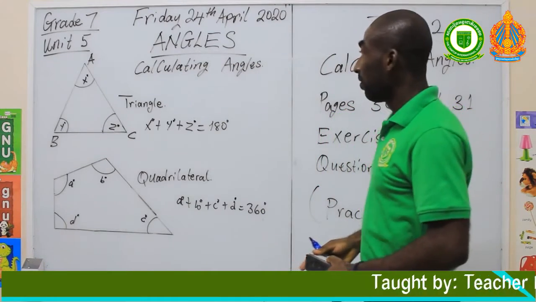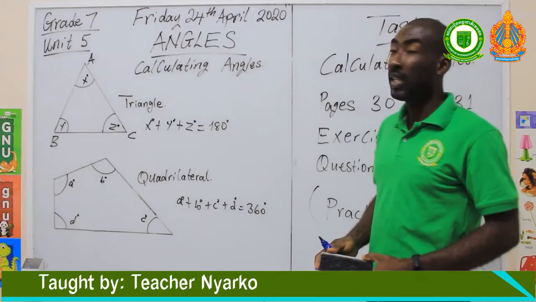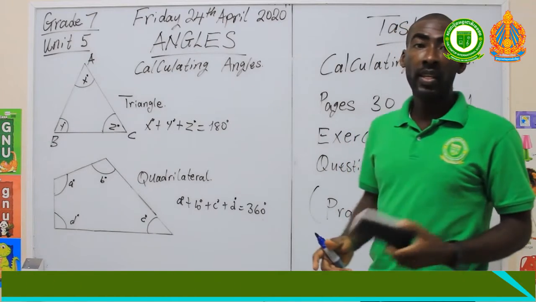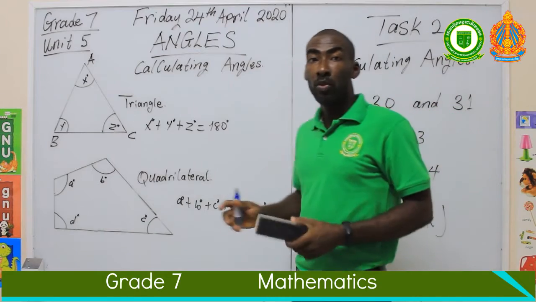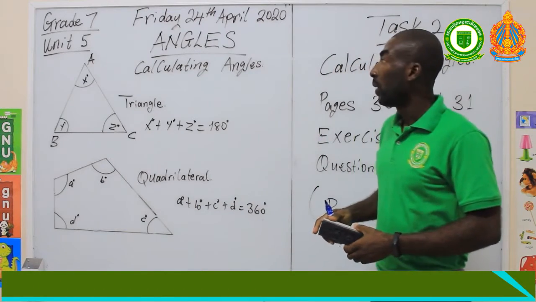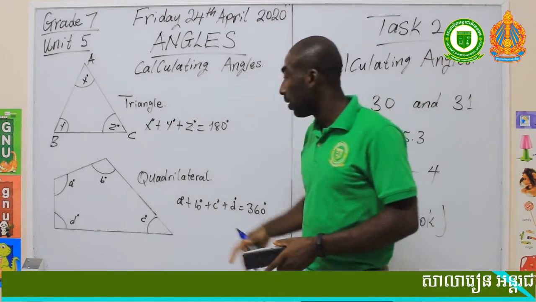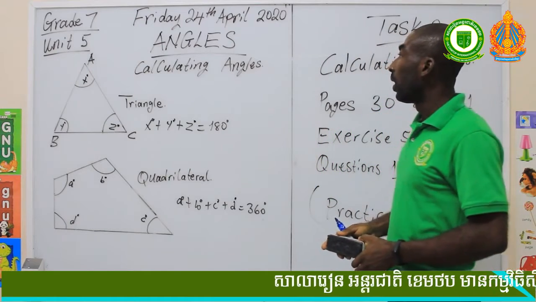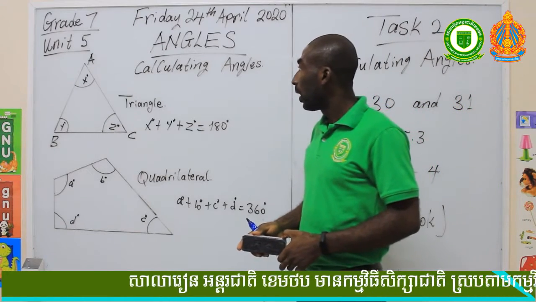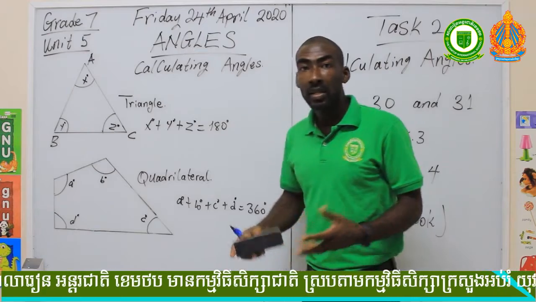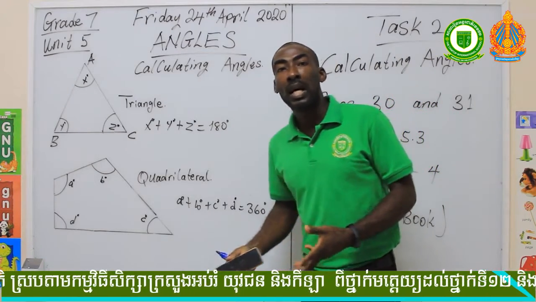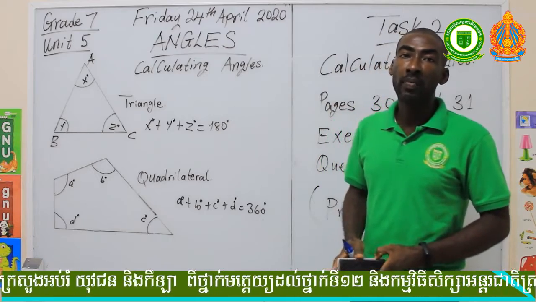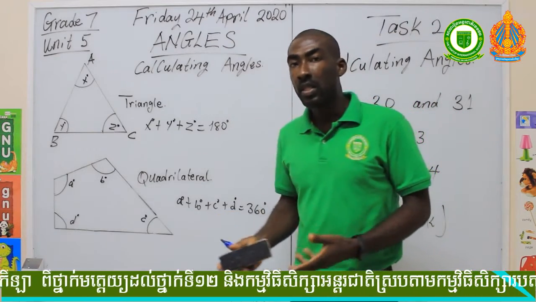Welcome back to our second video for today's lesson on angles. Today we are doing calculating of angles. We are looking at two main objects. We are looking at the triangle and then we are looking at quadrilateral. We have learned that the total angle size of a triangle is 180 degrees and then the total angle size of a quadrilateral is 360 degrees.